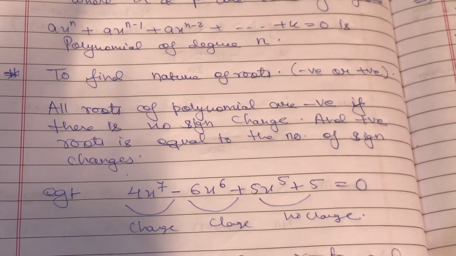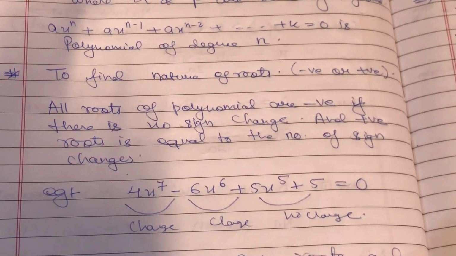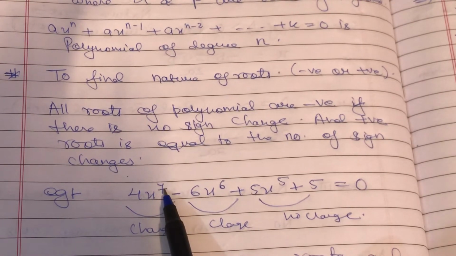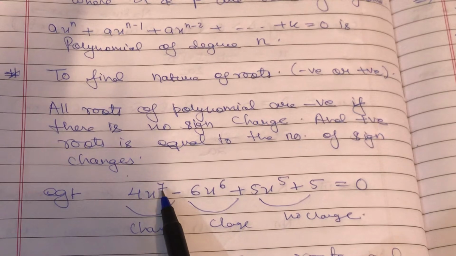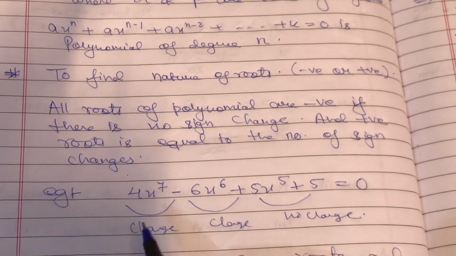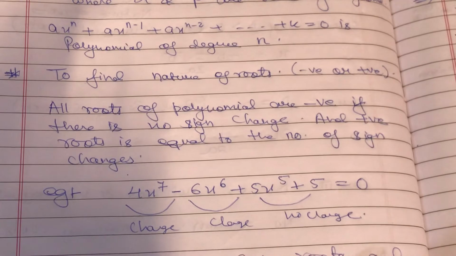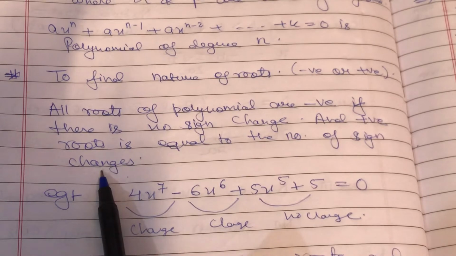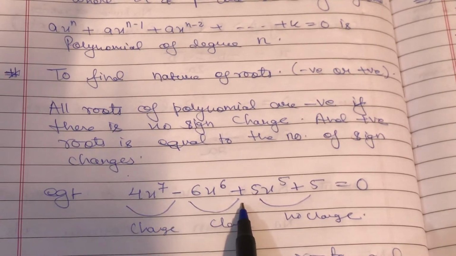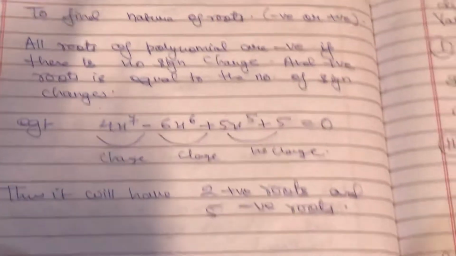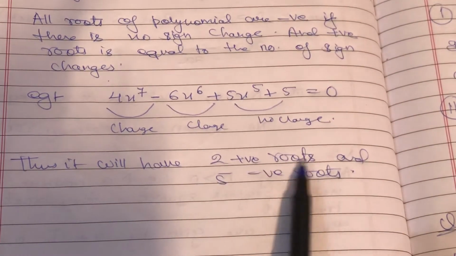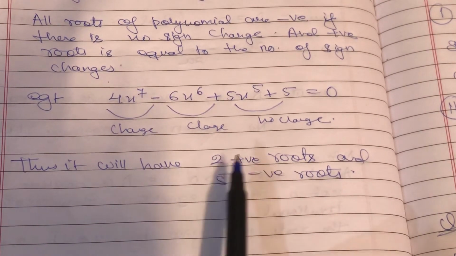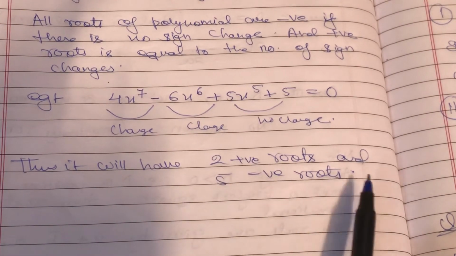Now what we'll do over here is, as I said, find the highest power of the variable, which is 7. That means the degree of the polynomial is 7 and it will have 7 roots. Now out of 7, how many positive roots and how many negative roots? The number of positive roots is equal to the number of sign changes. So how many times has the sign changed over here? 2 times, isn't it? Therefore it will have 2 positive roots, and in total it has 7, out of which 2 are positive, so we are left with 5. So it will have 5 negative roots.